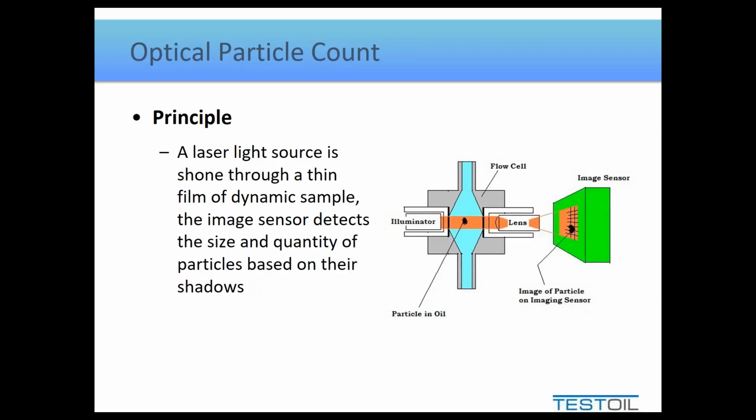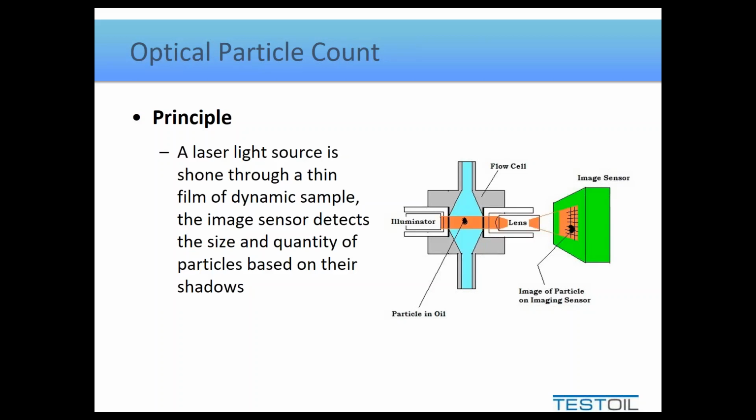And that light source is pointed through the oil sample towards a photoreceptor, and the photoreceptor is not a whole lot different than the CCD sensor on a normal digital camera. What happens then, as the oil flows through this beam of light, it will create shadows. And so the CCD detector detects the shadows, and all it does is it sizes the shadows according to the area of the shadow. And this is the important thing to understand.